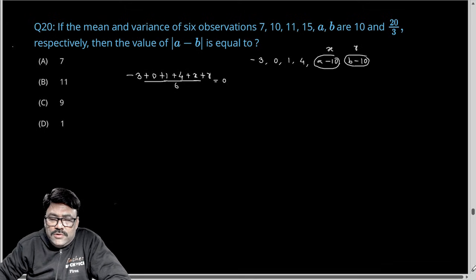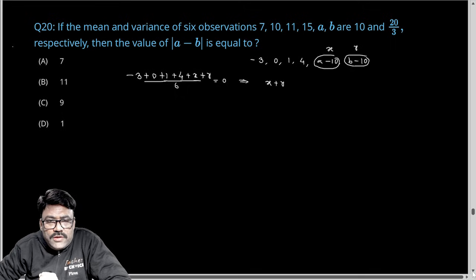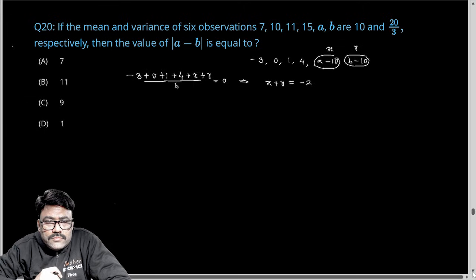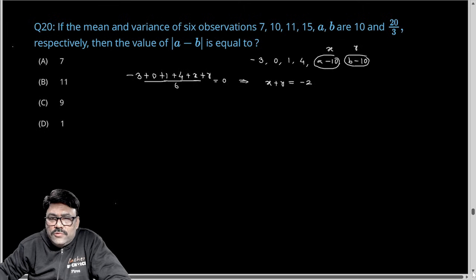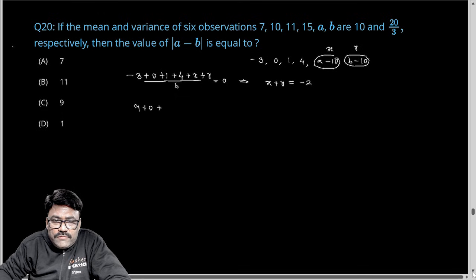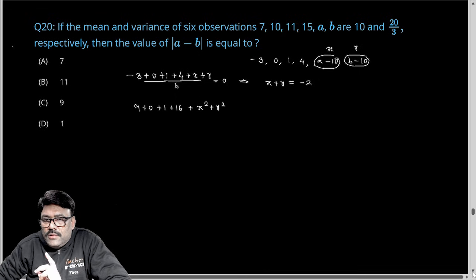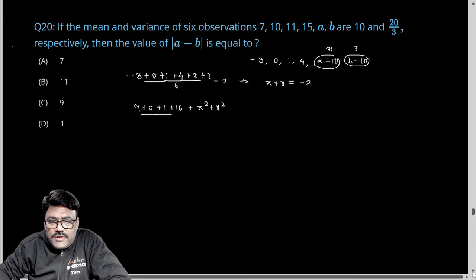Mean should be 0. So I'm getting X plus Y, and here 4 and 1, 5 minus 3, X plus Y is minus 2. Yes, X plus Y is minus 2. Now what will be the variance? The mean of the squares: minus 3 square is 9, 0 square is 0, 1 square is 1, 4 square is 16, plus X square plus Y square, divided by 6, minus the square of the mean. Mean is 0 now, so 0. It should be 20 by 3.